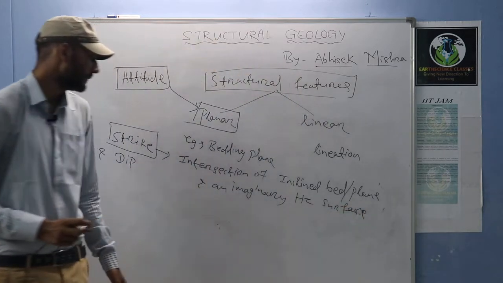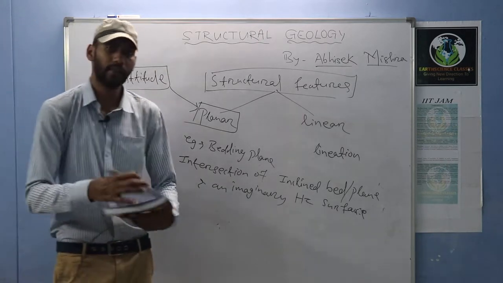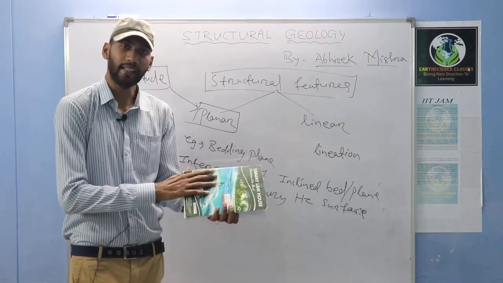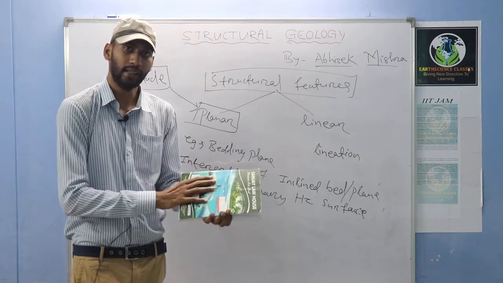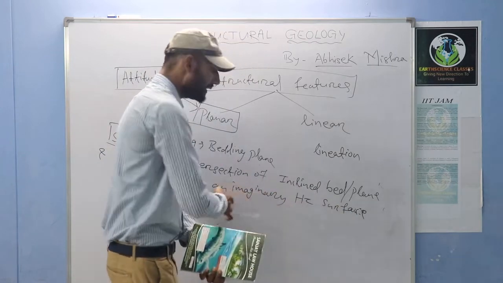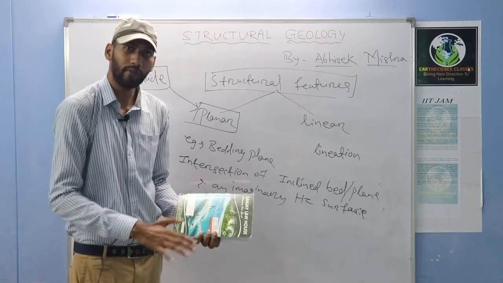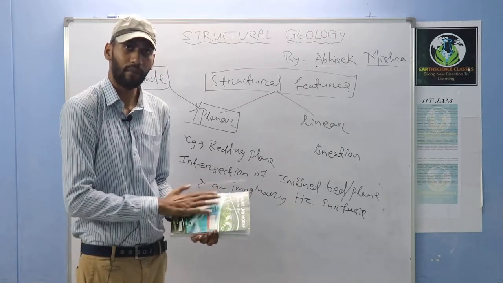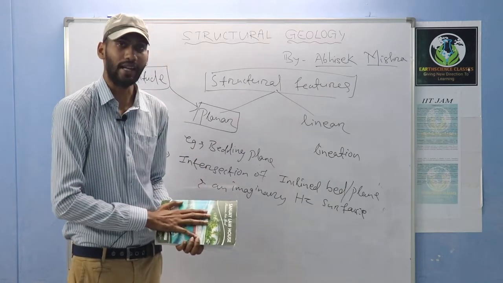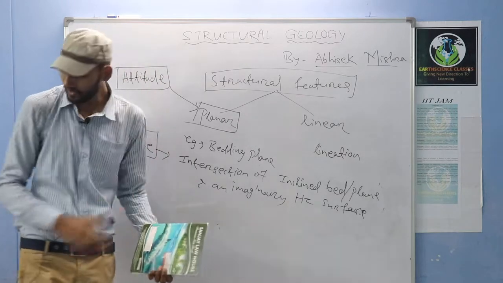So what is that? You can see this is the bed. This bed exists on the earth surface. But the horizontal surface, as I have told you, is imaginary. That means you are going to the field, you have seen an outcrop, you have seen a planar feature. Then you want to measure its strike. So let me say that strike is only a directional property.